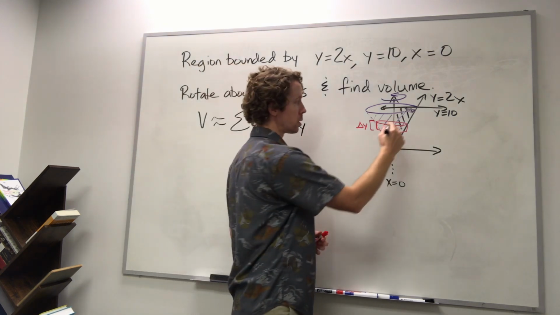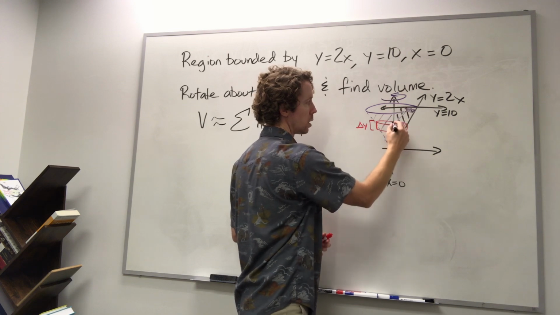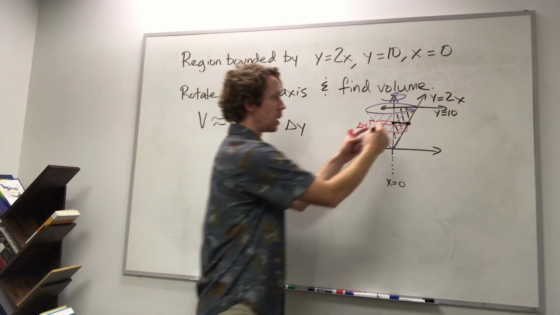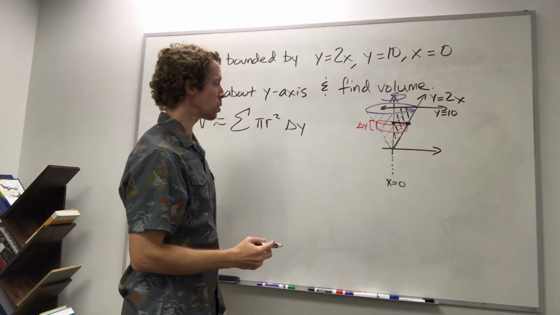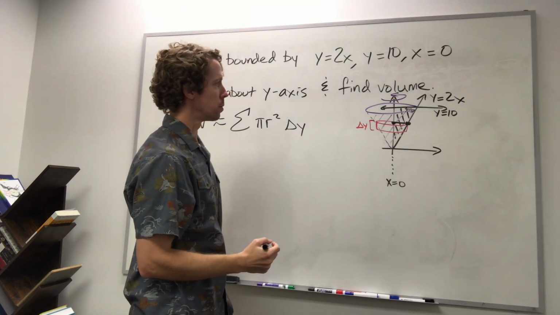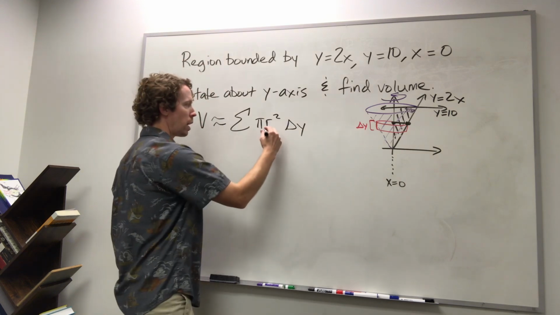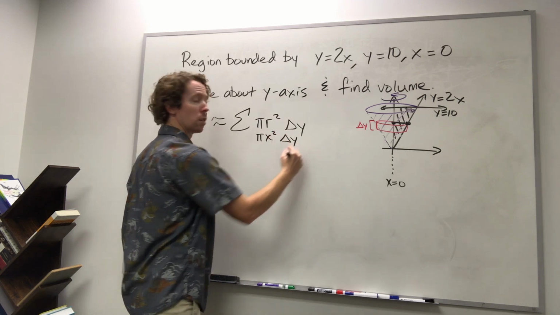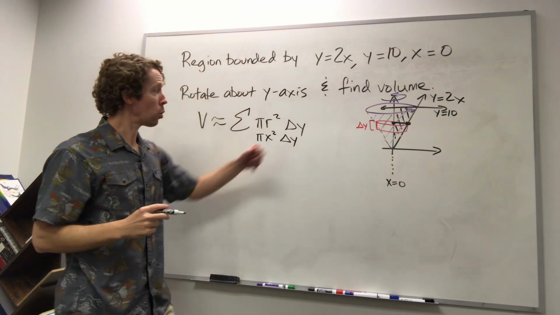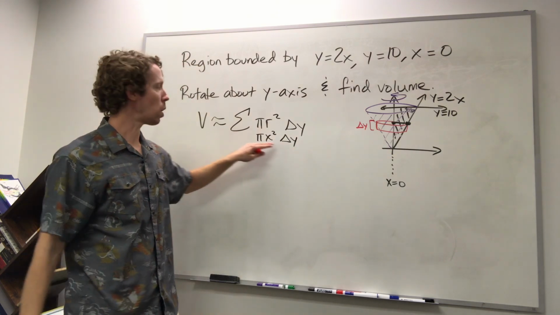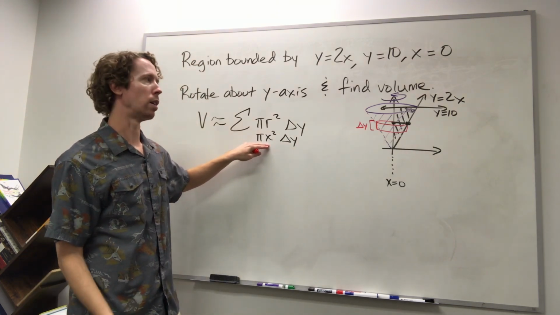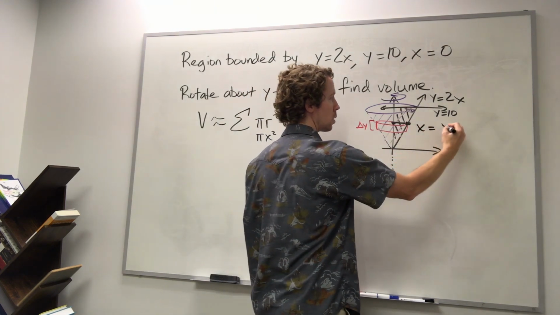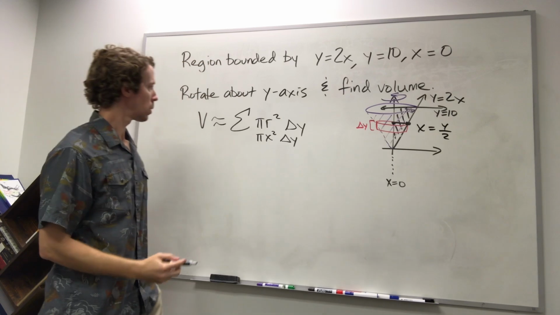where r, the radius, goes from the y-axis out to this line y equals 2x. And it's the x value there. So that radius, I know it's the x value, so this is really pi x squared times delta y, but I'm going to be integrating with respect to y. So I want to give x as a function of y here. On the line y equals 2x, if I solve for x, that's just y over 2.